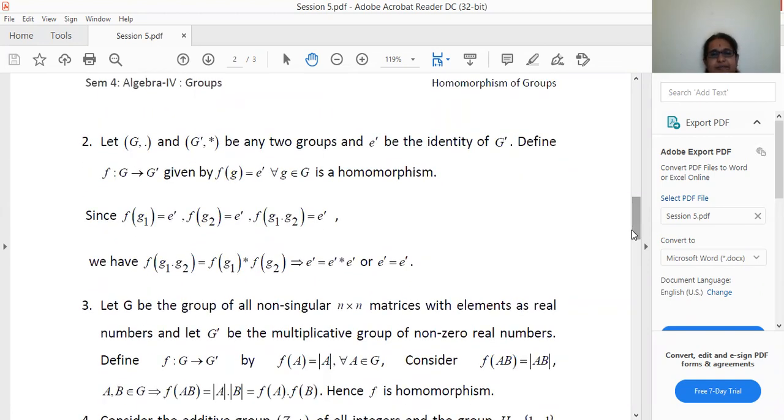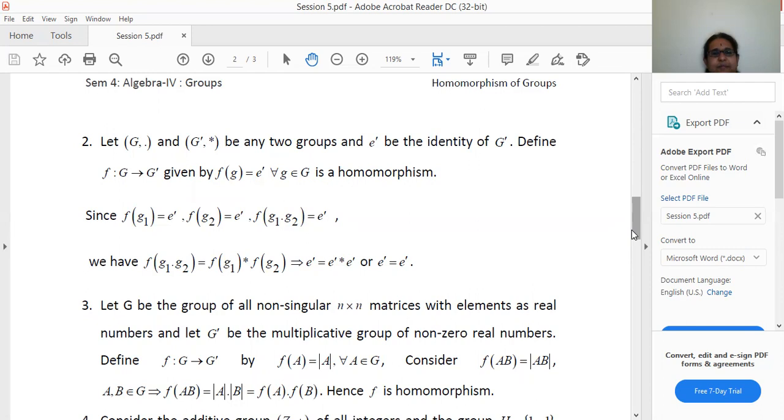Second example, we shall take two groups. Let (G, dot) and (G', star) be any two groups, and e' be the identity of G'. Now define the mapping f from G to G' given by f(g) = e' for all g belonging to G. I have to show that it is a homomorphism.